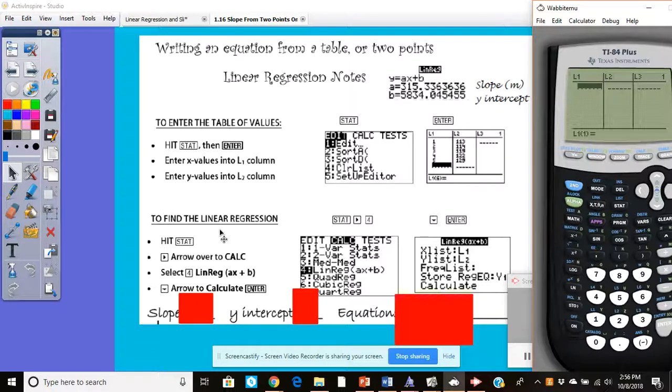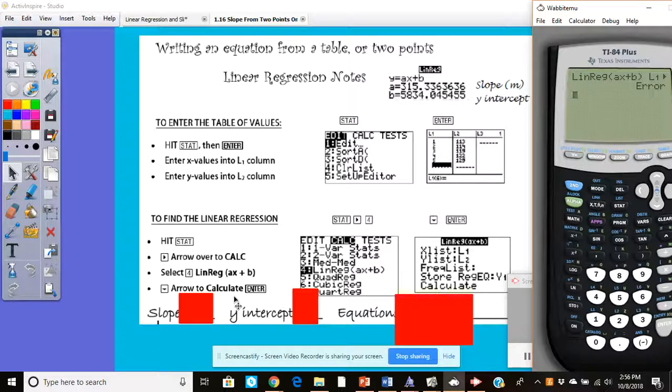To find the linear regression, after you've typed values in here, you're going to go back to Stat. You're going to use the right arrow key to go to Calc, and then hit 4 for linear regression, and then go down to Calculate. And if you have digits in there, it will give you the slope and the y-intercept.